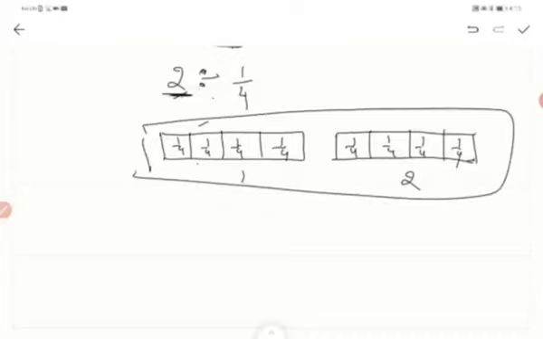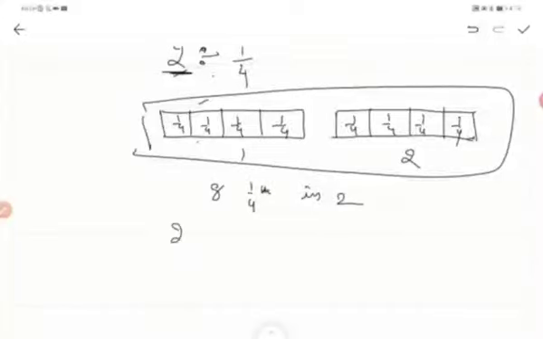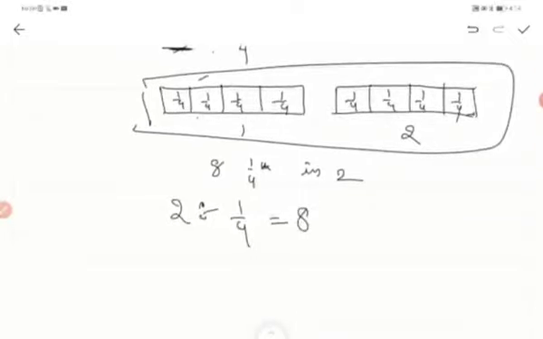So how many 1 by 4s are there in two wholes? The 2 wholes are divided into 8, so you have 8 one-fourths in 2. This means that 2 divided by 1 by 4 gives you 8. If you count: 1 2 3 4 5 6 7 8.